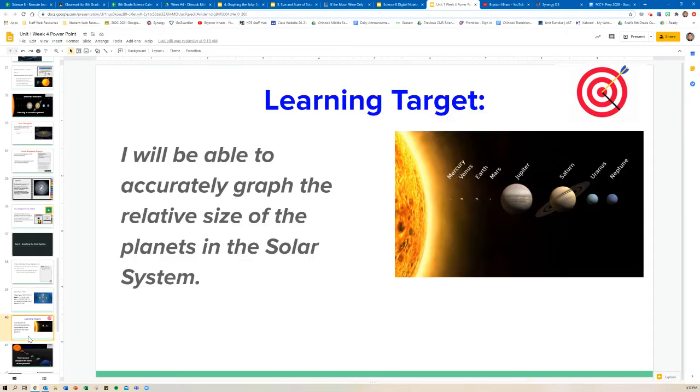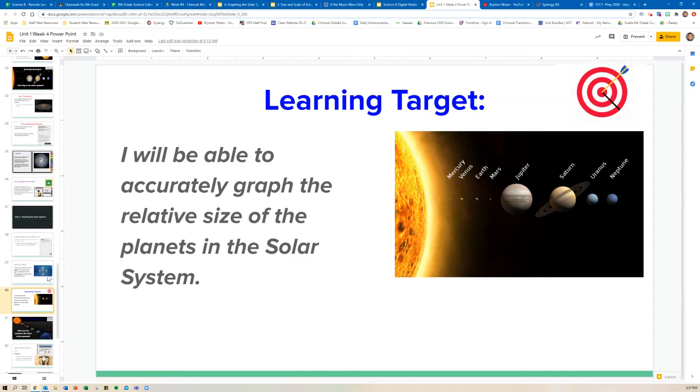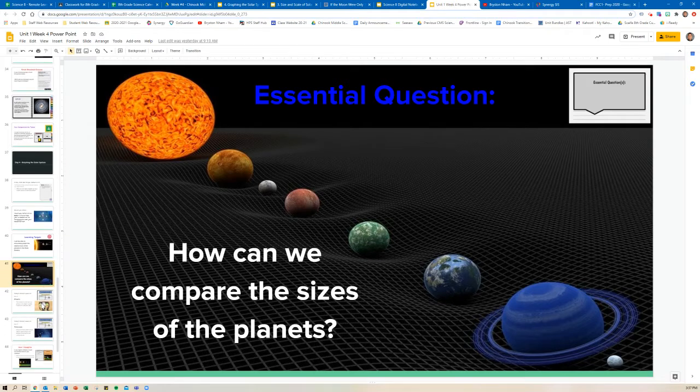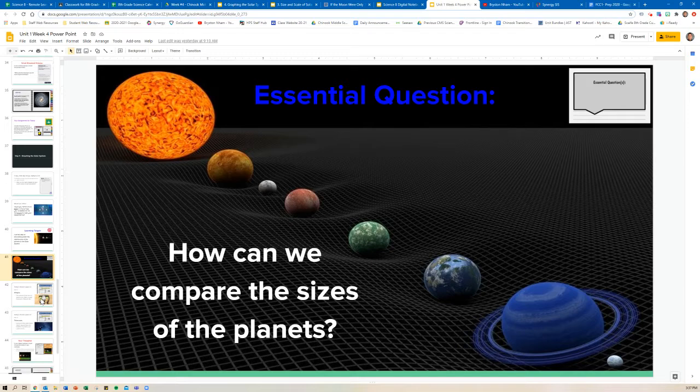And that's stating that you will be able to accurately graph the relative size of the planets in the solar system. Okay. Now we talked about the relative scale yesterday. Today we're actually going to graph. Okay. And then the essential question, guys, is how can we compare the sizes of the planets? The planets are all very different sizes. How can we compare them?